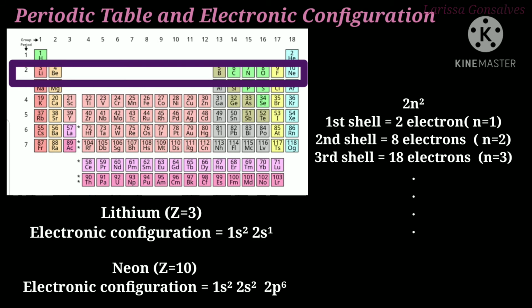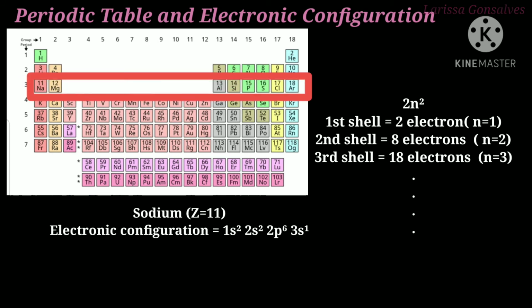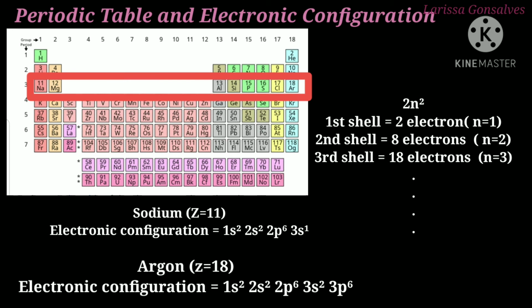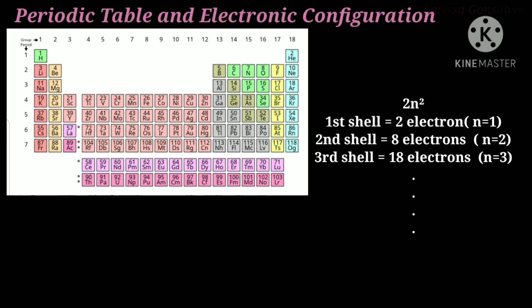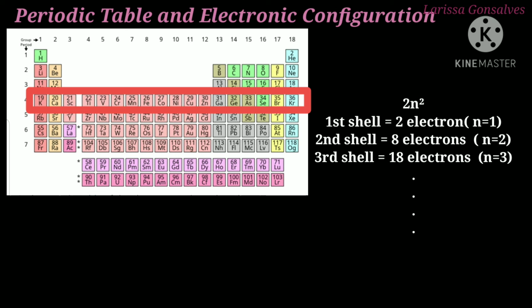Similarly, in the third period there are 8 elements starting from sodium, which has the atomic number 11, and ends with argon, which has the atomic number 18. The third period starts with the filling of the 3s subshell. Now we move on to the fourth period. Similarly, here also the fourth period will begin with the filling of the 4s subshell.